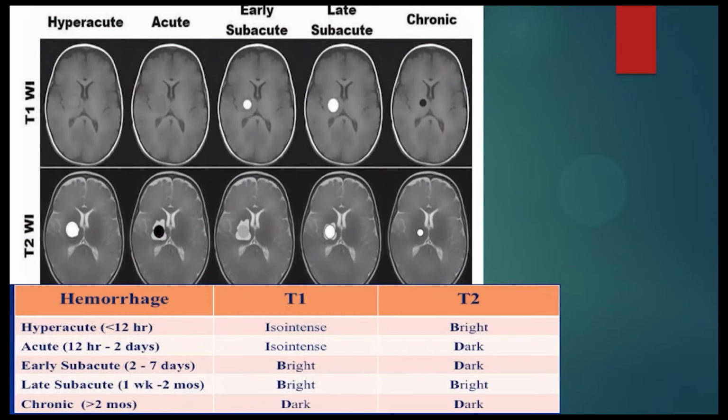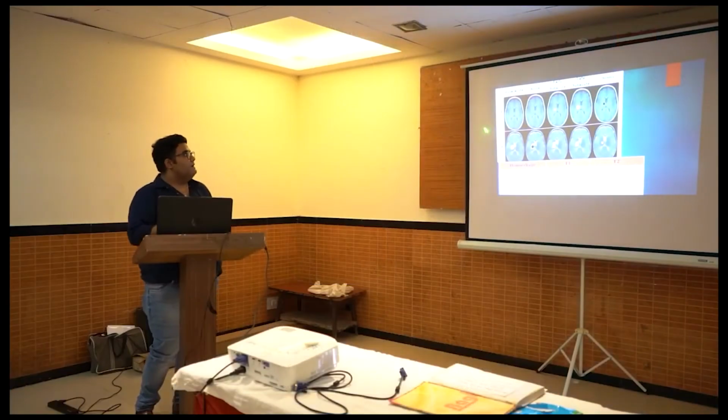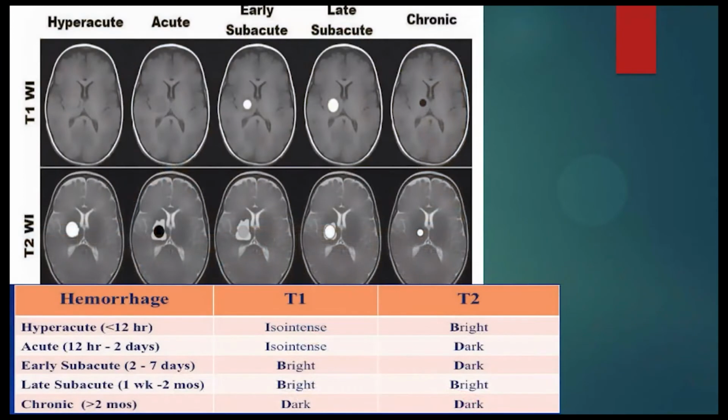So the whole process is defined by the aging of hemoglobin, how it's transforming. That's how we are getting all these pictures from the hyperacute, acute, early acute to the chronic stage. The hyperacute stage is less than 12 hours. On T1 weighted images, we will get an isointense lesion. On T2 weighted image, we will get a bright lesion.